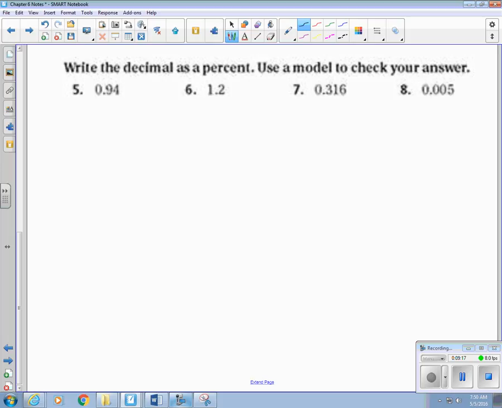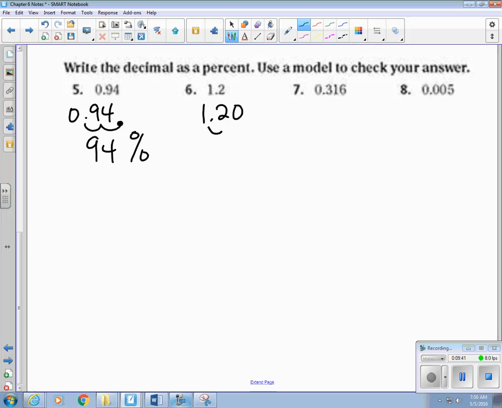Okay, so let's do number 5. We have 0.94. I'm going to move my decimal point 2 places to the right. Rewrite the number as 94, drop the decimal point, and add the percent. Again, I'm dropping the decimal point because there's no numbers to the right of the decimal point. I don't need it.